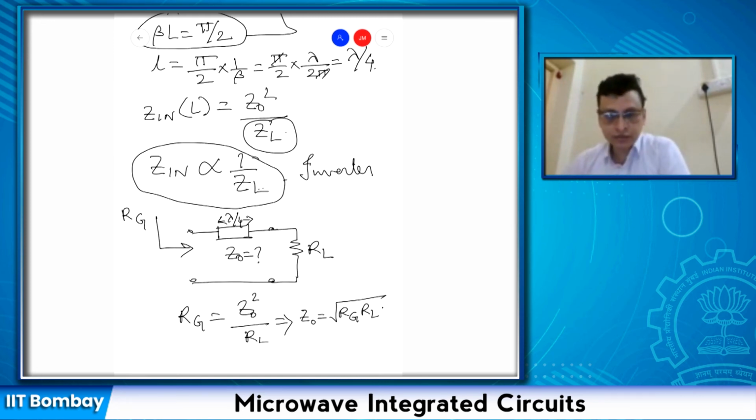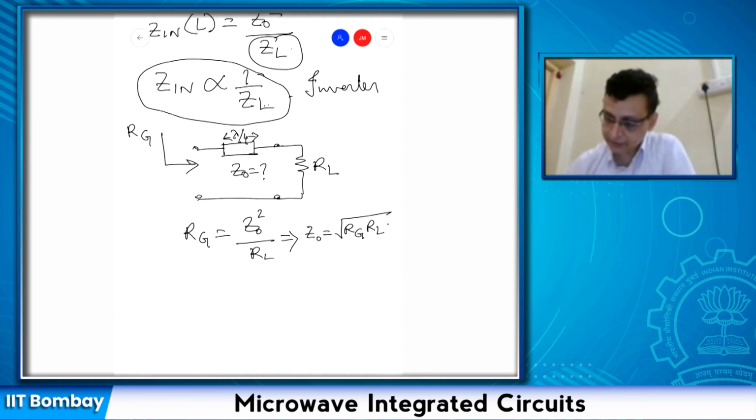Now I would like to mention one thing, that the quarter wave transformer is quarter wavelength long only at a particular frequency. So when I say lambda by 4, it corresponds to that frequency.